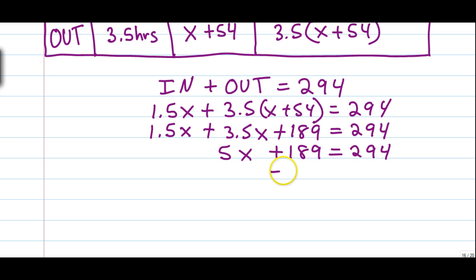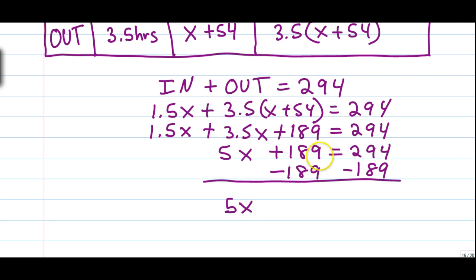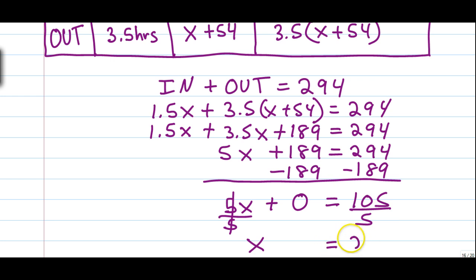We'll now move the 189 out by subtracting it off both sides. This leaves us with 5x equals our 105. What's happened here in the middle, our 189 minus our 189 has resulted in a 0. Lastly, we want to divide out that 5 so that x is alone. So it clears out the 5s. So we're left with x over here equals 21.